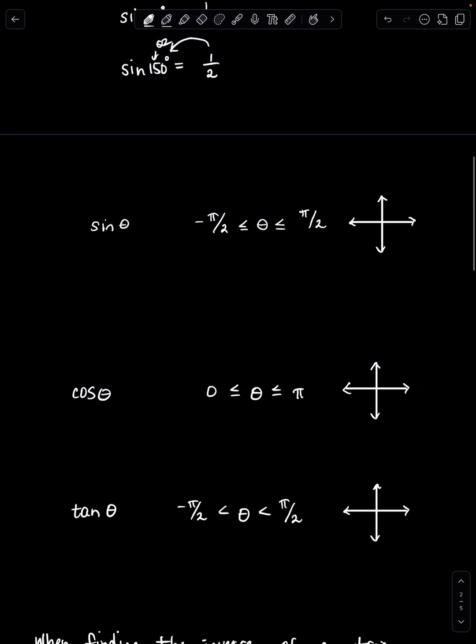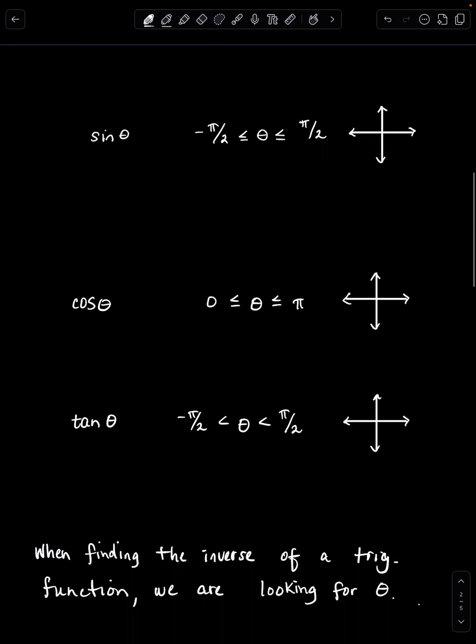All right, so when I say restrict the domain, I'm literally limiting the domain. So sine of theta, for example, my input has to be between, my angles have to be between -pi/2 or -90 degrees and +90 degrees. In other words, I'm going between quadrant 1 counterclockwise, and then I'm going clockwise and getting a value out of quadrant 4.